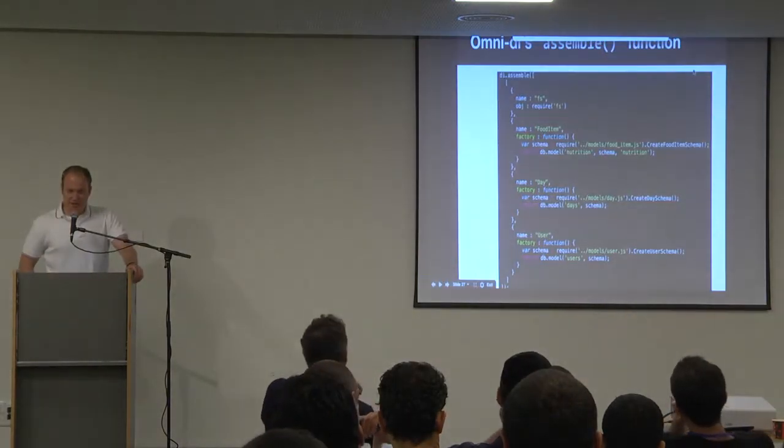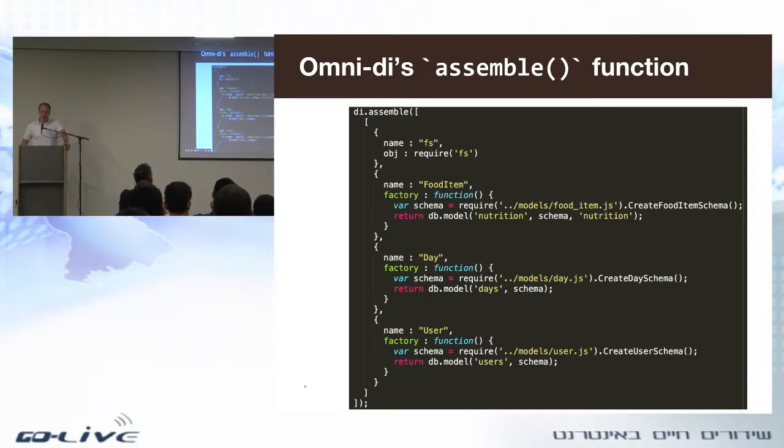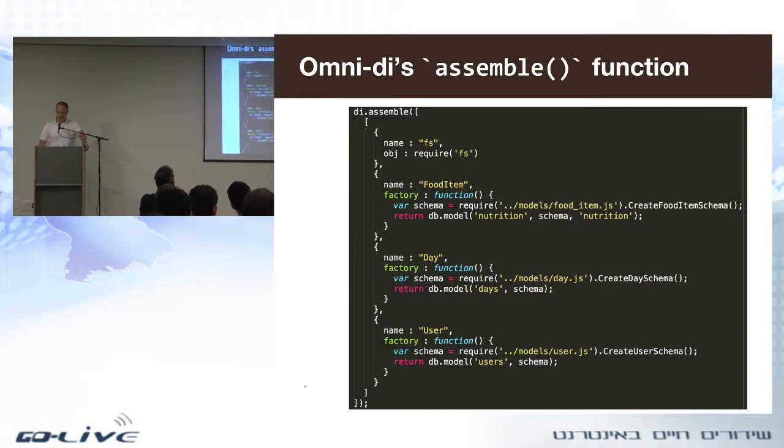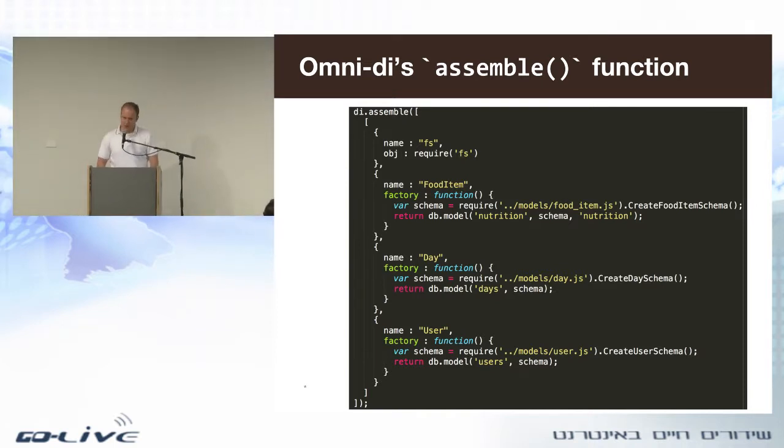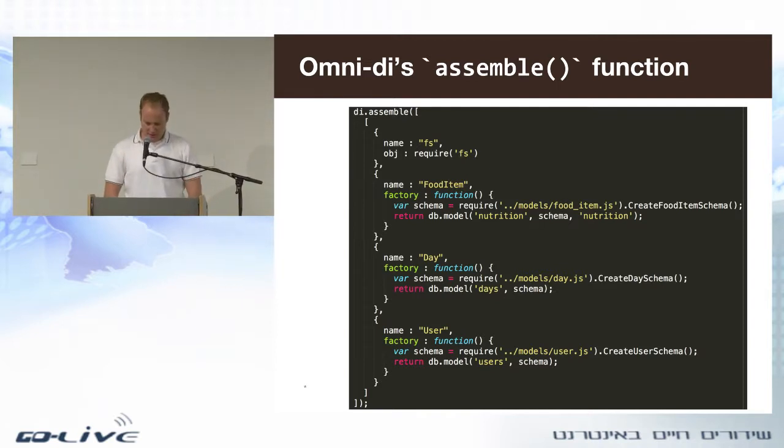So how we do that is via the assemble function, which is basically going to go and register by name all of these objects. Let me pull this up in Sublime Text. So I'm going to say, okay, FS is going to be very simple. It's going to be something that's just the result of require FS. Food item is going to be a Mongoose model, which I'm going to create via a factory function. I'm going to require in my schema and return db.model. And once I've done all that, it should be fairly straightforward for us to create an API.